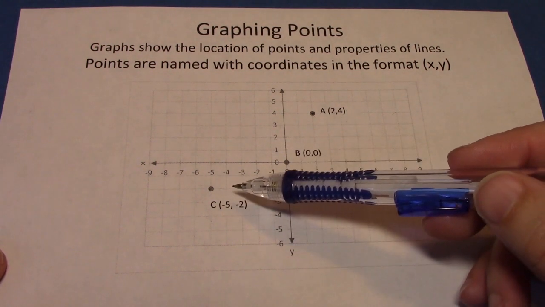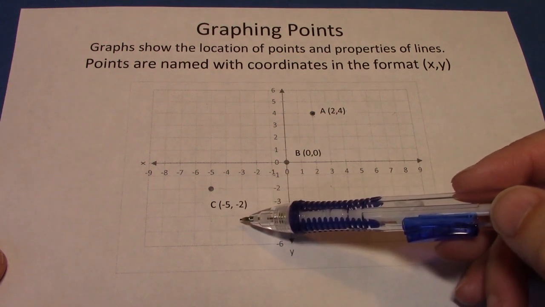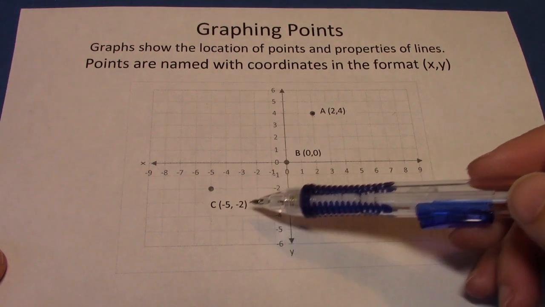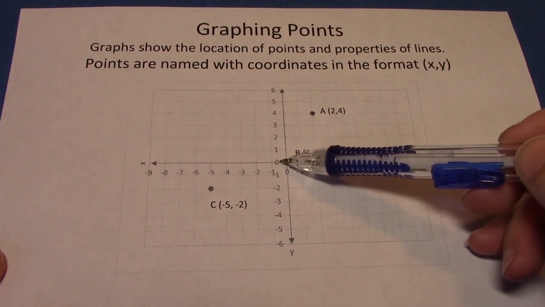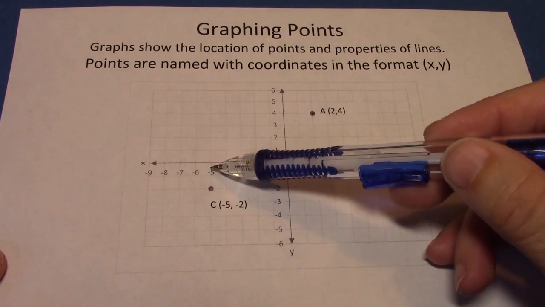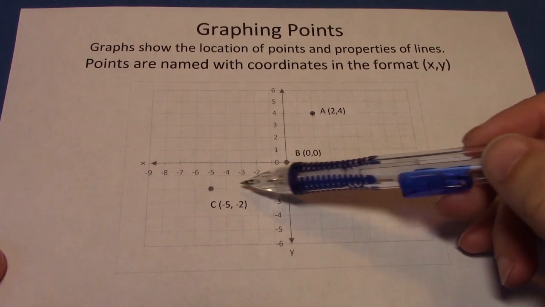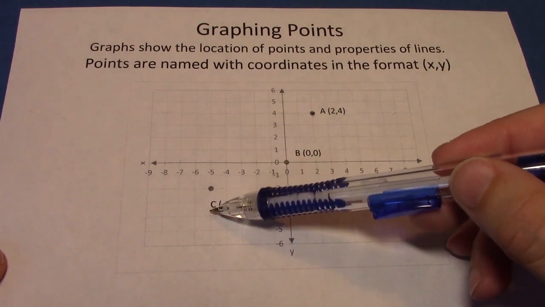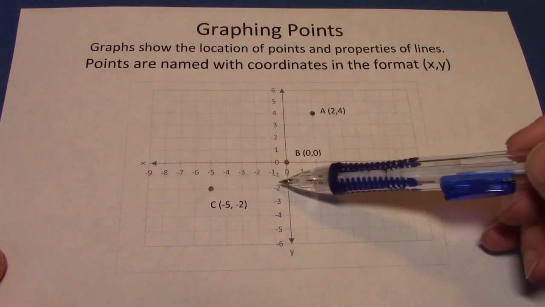Over here we've got point C. It's labeled with the coordinates (-5, -2). So its x value is -5. That means on the x-axis we go down to -5, and that's what it lines up with. And it lines up with the y-axis at -2. So it's at the intersection, the grid line, of -5 and -2.